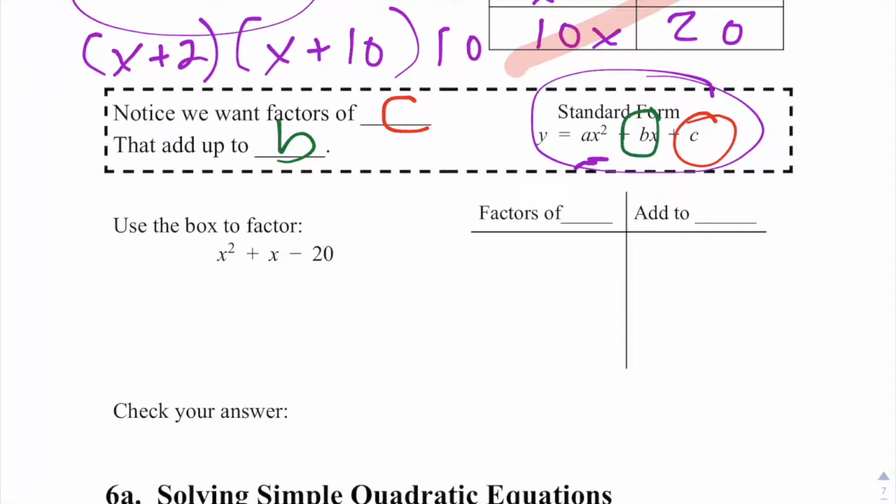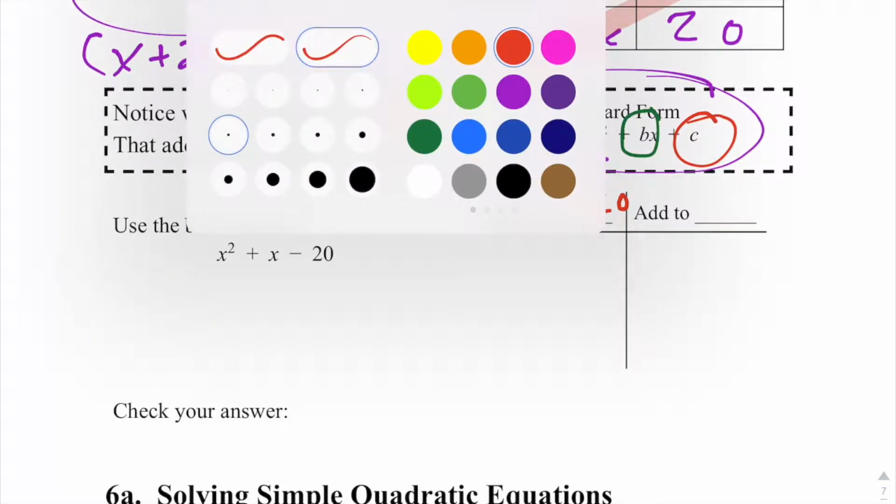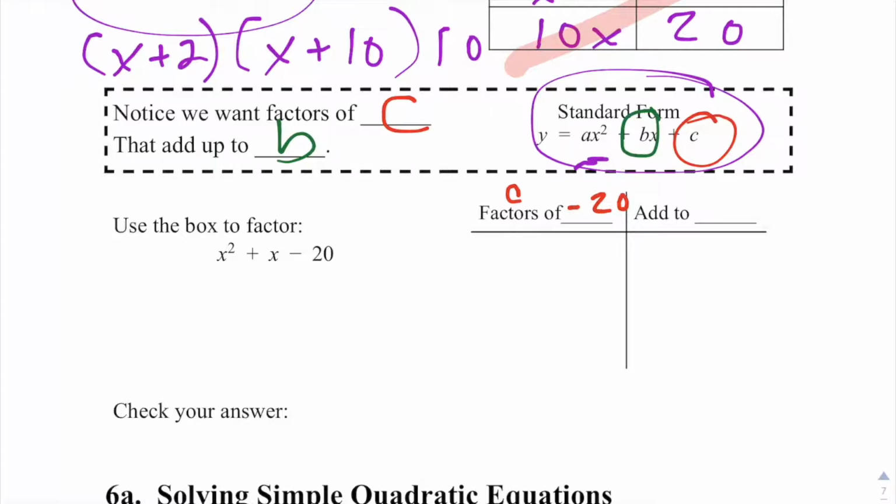So we want factors of c, and our c in this case is negative 20. That's our c. That add up to b, which our b is just, well, there's a 1 in front of this x right here. So that add up to 1. So this is our b.